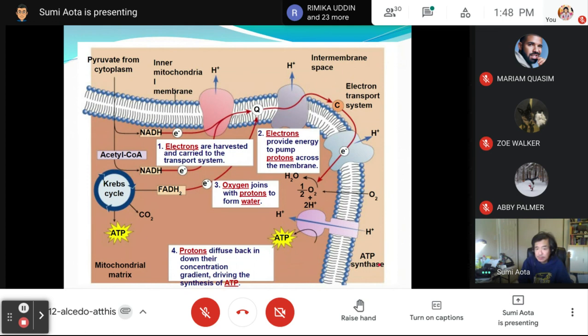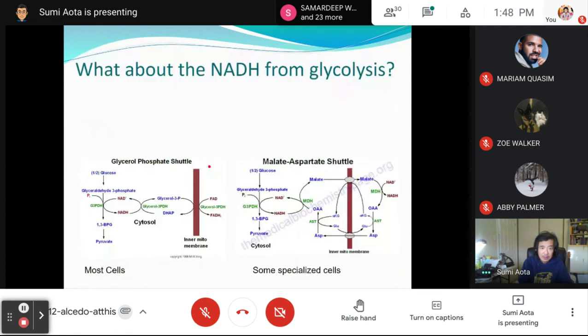So this is where the accounting changes a little bit. What about the NADH from glycolysis? It turns out, Patty's right, 38 is a theoretical maximum of ATP that you can make, but cells don't always make the maximum 38.